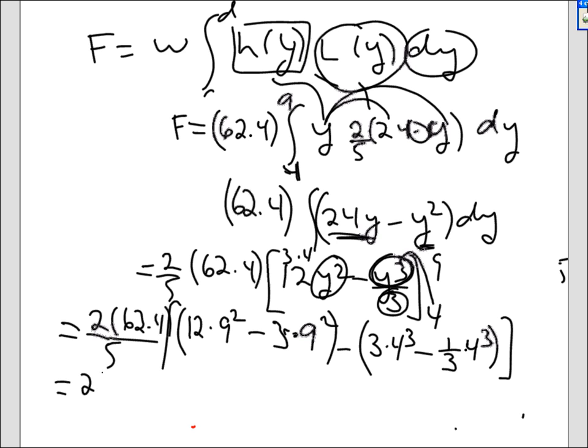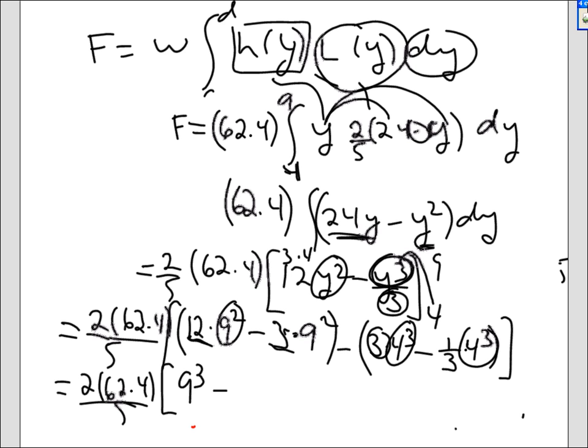So now I have 2 times 62.4 over 5. I have 9 of these. Think of 9 squared as x. I have 12x minus 3x. I have 9x. 12 minus 3 is 9. Times 9 squared, 9 cubed. Minus, I am subtracting 4 cubes. 3 minus a third. Think of 3 as 9/3. Minus 1/3 is 8/3. I have 8/3 of 4 cubed.